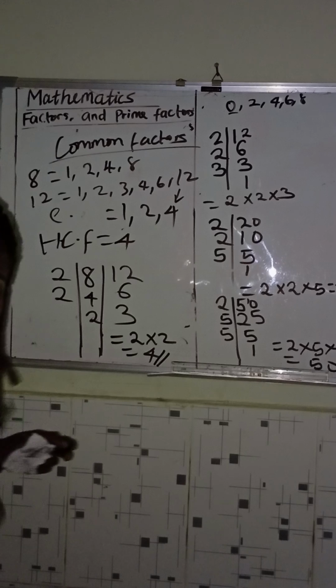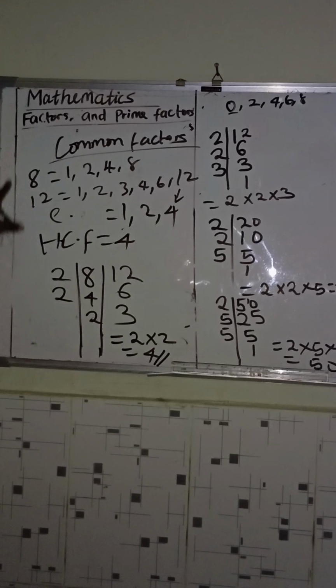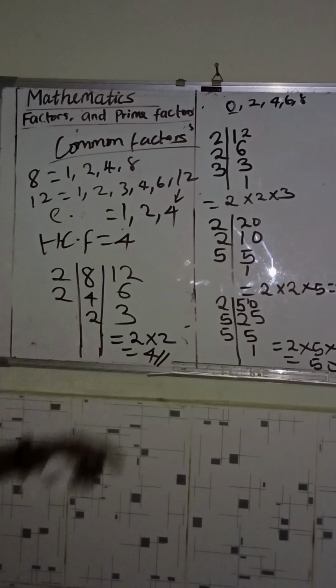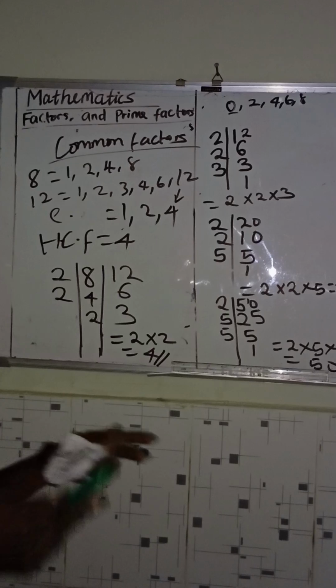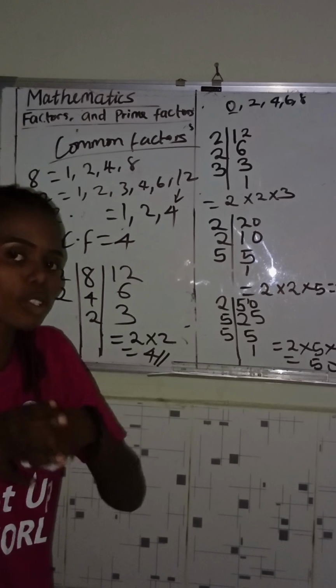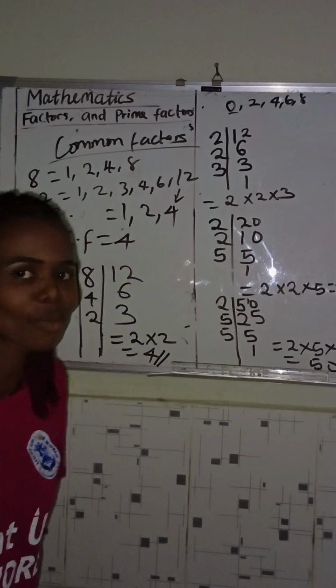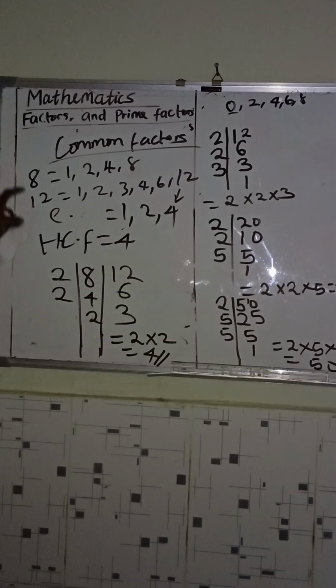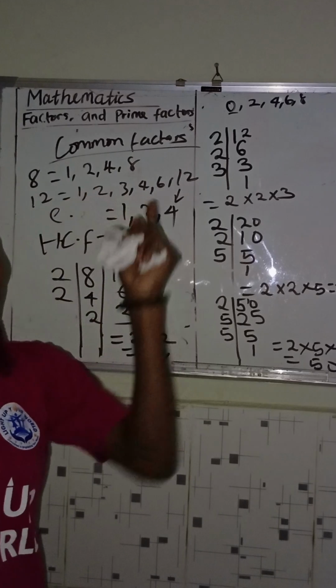So you can use either method. But this method is quite faster and easier. When you get to a point where nothing can divide both of them, no factor is common to both of them, you put a stop to it, and that will be your H.C.F. So the H.C.F of 8 and 12 is 4.